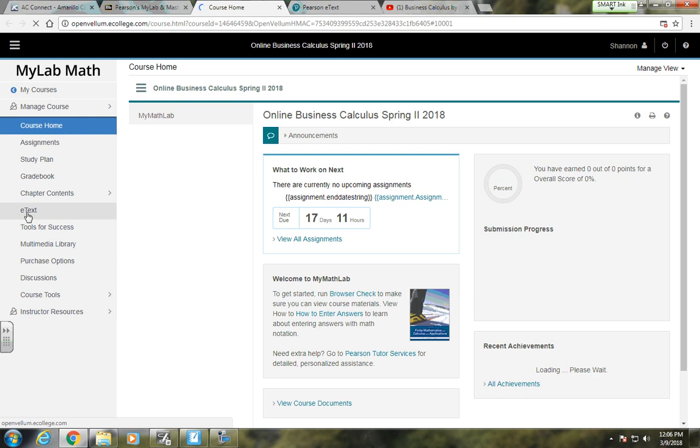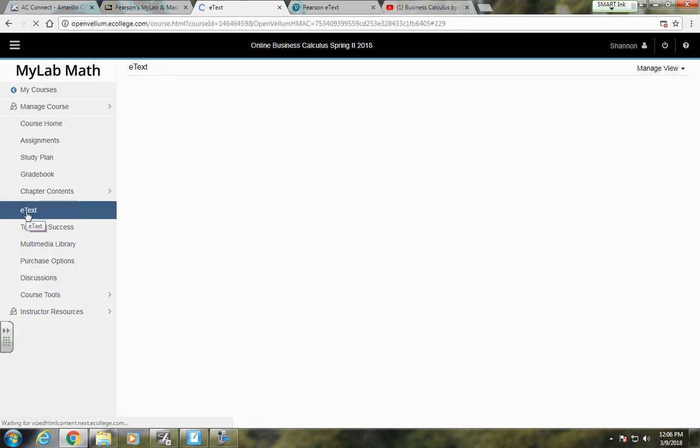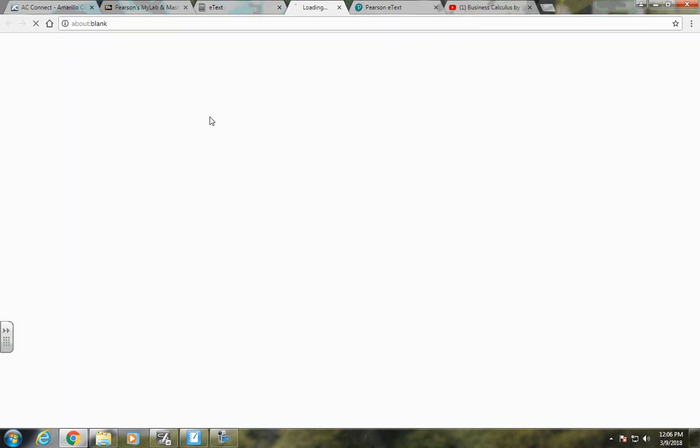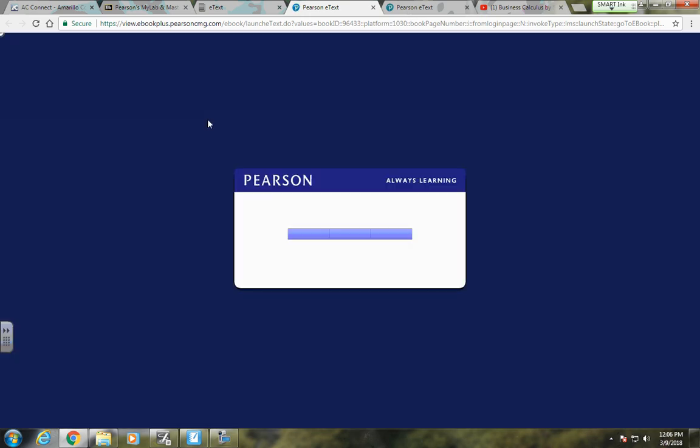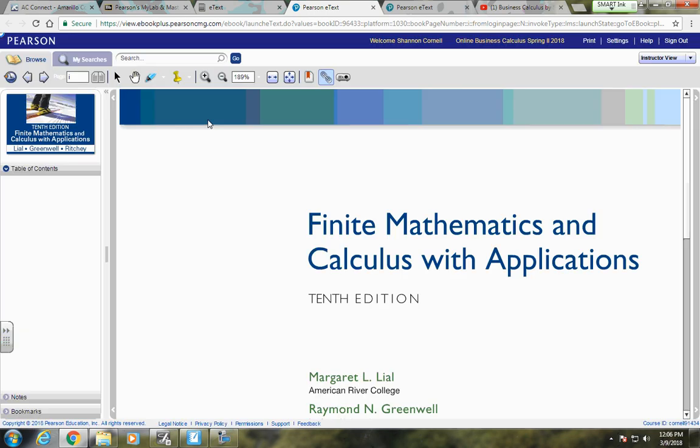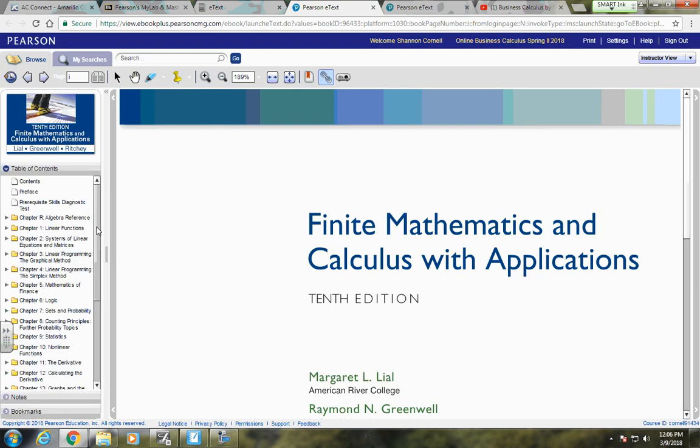Here we are in MyMathLab. I'm going to choose the e-text link in order to open up our textbook. Click the e-text link again. Once it loads, we can choose section 11.1, and this looks just like the written physical textbook. So again, you can either read directly from the physical textbook or from the ebook.